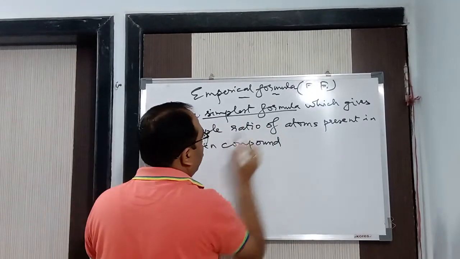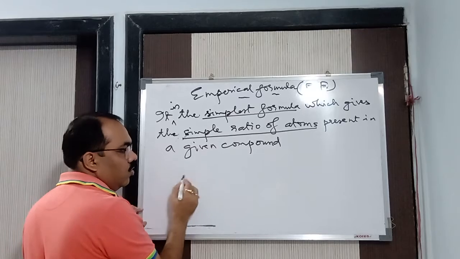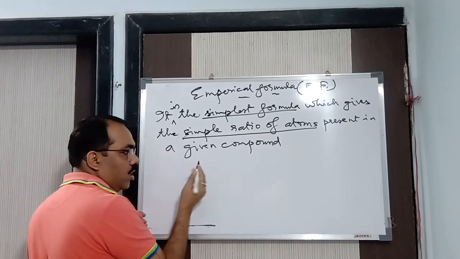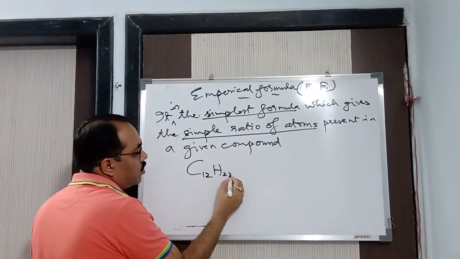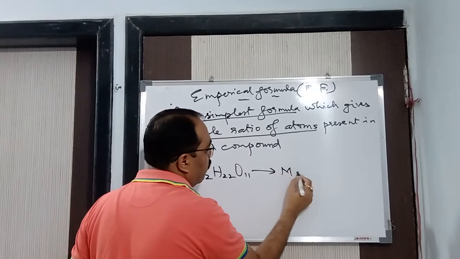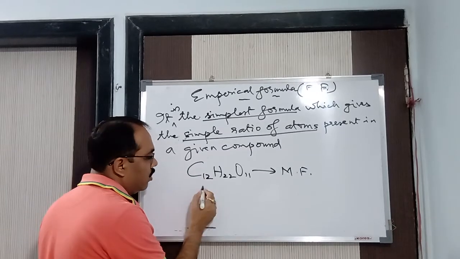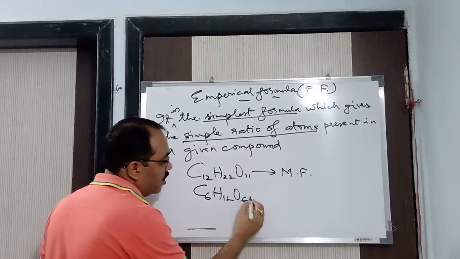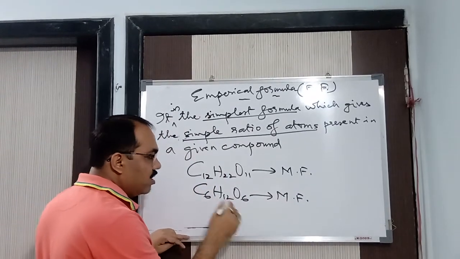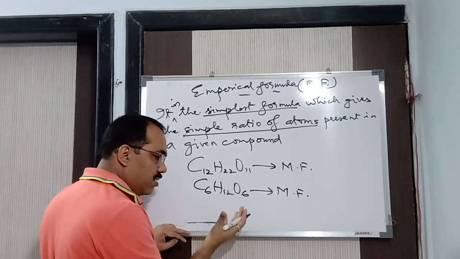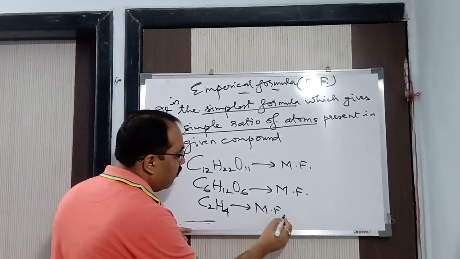So it is the simplest formula, and what it gives you? It gives you a simple ratio of atoms present in a given compound. For example, you know the molecular formula of sugar, the sugar which you are eating. Sucrose, which is known as. What is its formula? C12H22O11. What is this formula? Is molecular formula. Similarly, if I ask you what is the formula of glucose, glucose is C6H12O6. What is this? Molecular formula. Okay, now if I ask you what is the formula of ethene, a particular substance, organic compound, its formula is C2H4. This all is molecular formula.